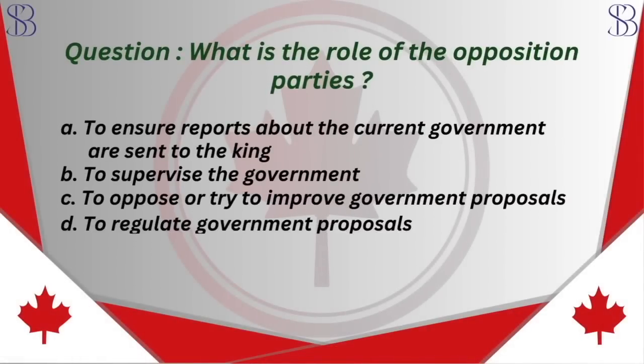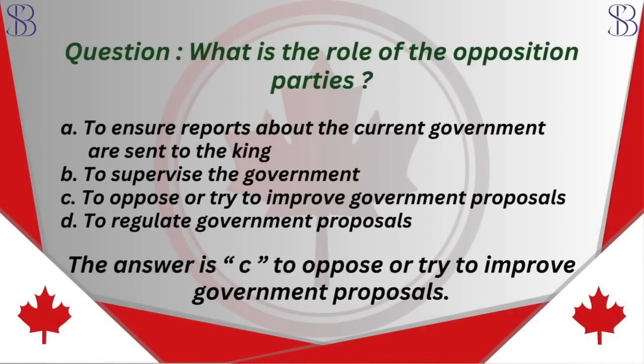Question: what is the role of the opposition parties? A. To ensure reports about the current government are sent to the King. B. To supervise the government. C. To oppose or try to improve government proposals. D. To regulate government proposals. The answer is C. To oppose or try to improve government proposals.